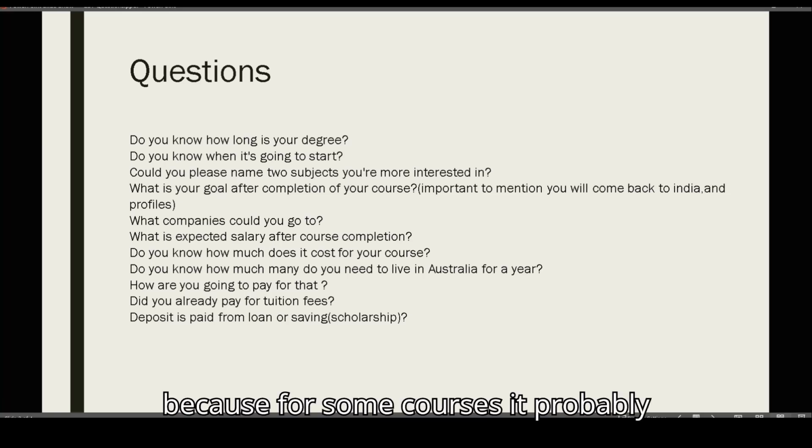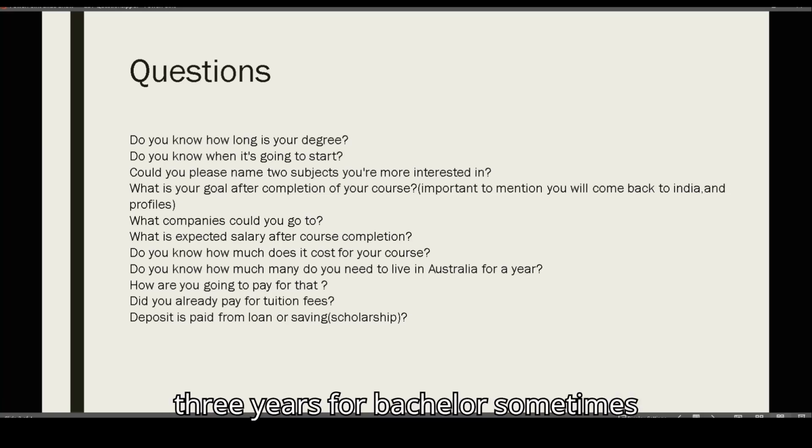Because some courses are probably 3 years. For a bachelor's it's sometimes 4 years. It can be 1.5 years also. So make sure you are very sure about that. Once you get your offer letter, you can check that.